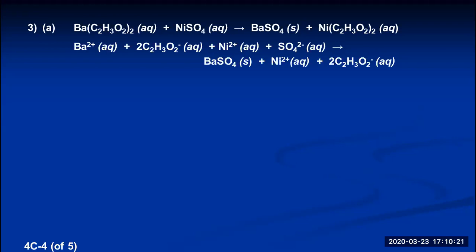In this ionic equation, the 2 acetate ions and the nickel ions cancel out, leaving our net ionic equation, barium ion plus sulfate ion yields BaSO4 solid.